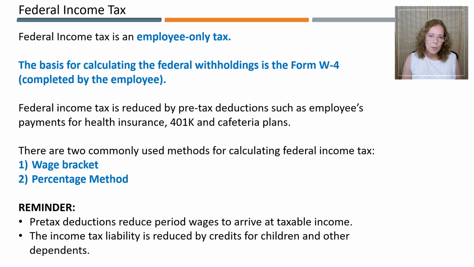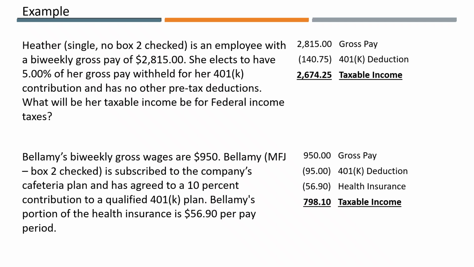Just remember that pre-tax deductions reduce the gross pay to arrive at taxable income. That means that we take the gross pay and subtract any pre-tax deductions such as 401k and health insurance to arrive at the amount we will use to calculate federal income tax. In addition, the income tax liability is reduced by credits for children and other dependents. Let's look at two examples of how pre-tax deductions reduce period wages to arrive at taxable income.